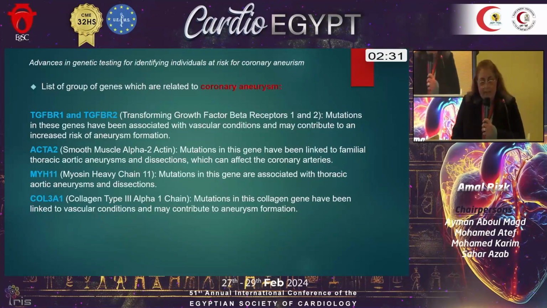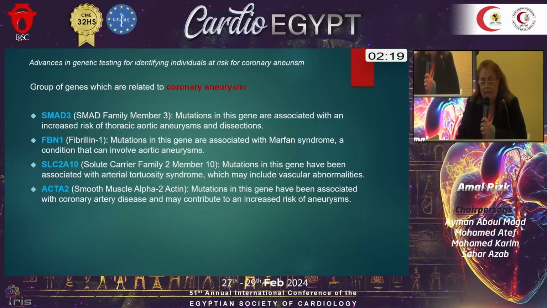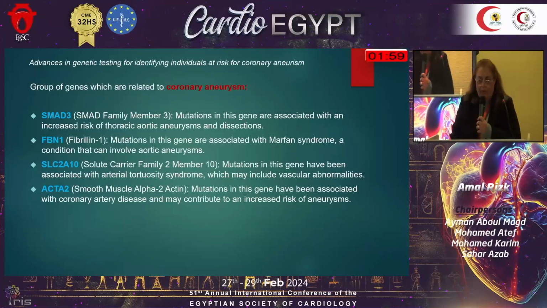In the other panel, there are many genes, but the most important of them are transforming growth factor, ACTA2, myosin heavy chain, and collagen type 2 alpha 1 chain. For the SMAD family, mutations in this gene are associated with increased risk of thoracic aortic aneurysm and dissection. The fibrillin gene that we mentioned is linked with connective tissue disorder, and there is a solute carrier family 2 member, and ACTA. A mutation in this gene has been associated with coronary artery aneurysm and may contribute to an increased risk of aneurysm in general.